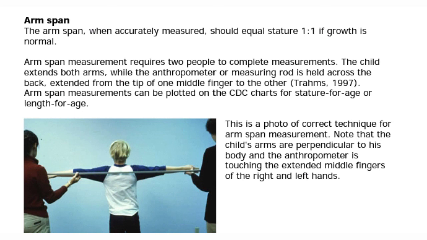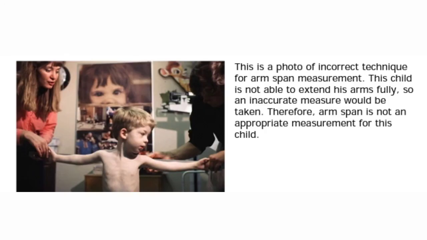Arm span measurement requires two people to complete. The child extends both arms while the anthropometer or measuring rod is held across the back, extended from the tip of one middle finger to the other middle finger. So first the child will extend both arms, and the span is taken from middle finger to the other middle finger. This is incorrect technique. The photo shows the child is not able to extend his arms fully, so an inaccurate measurement would be taken. Therefore the arm span is not an appropriate measurement for this child.